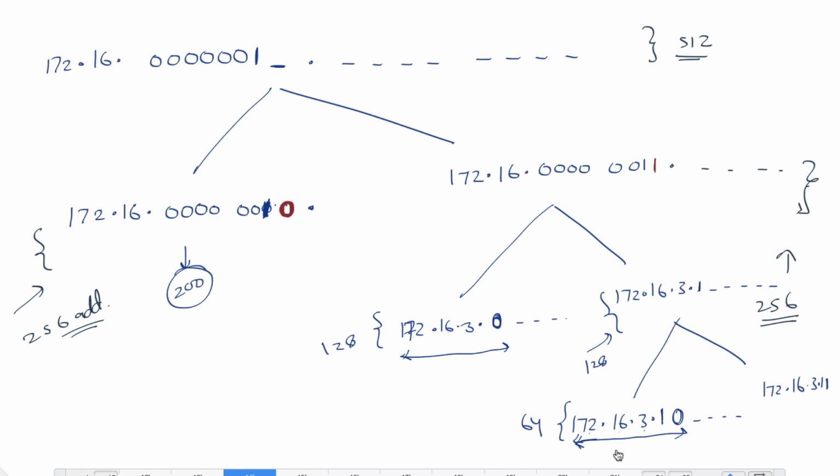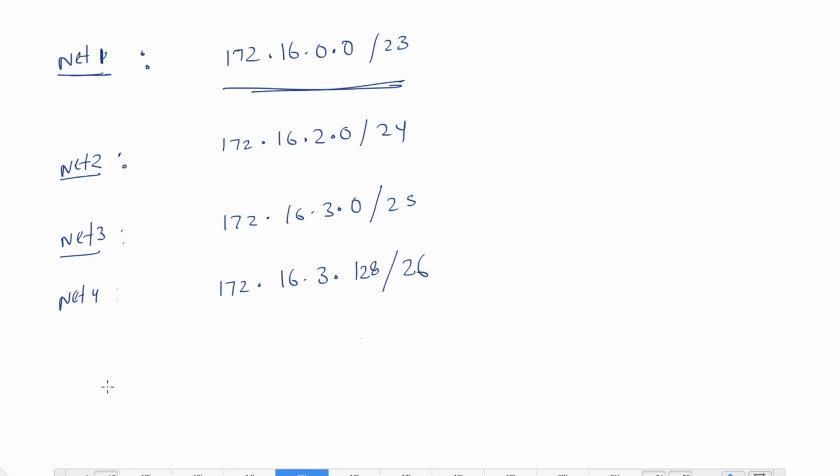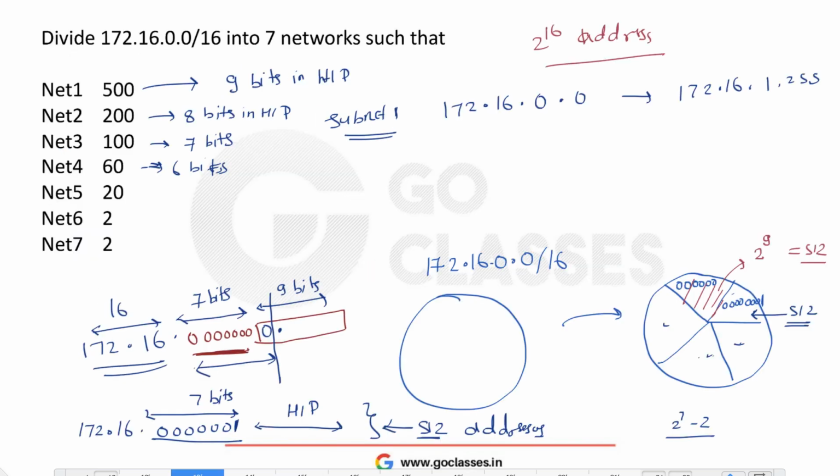Now this network 4 is over, which means you have given 64 addresses in network 4. You needed 60 addresses. That is okay. Now let's see what's going to happen for network 5. For network 5, you need 20 hosts or 20 addresses, which means how many bits do you need? You need 5 bits or 4 bits.